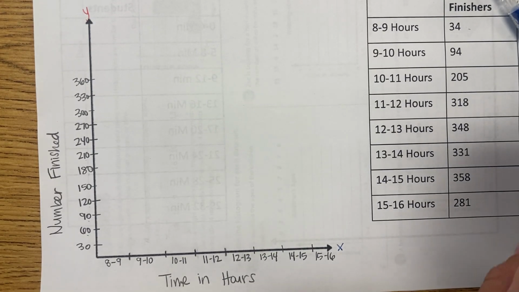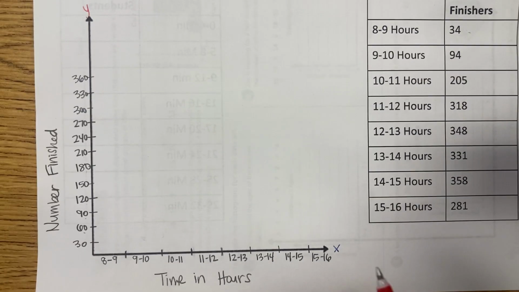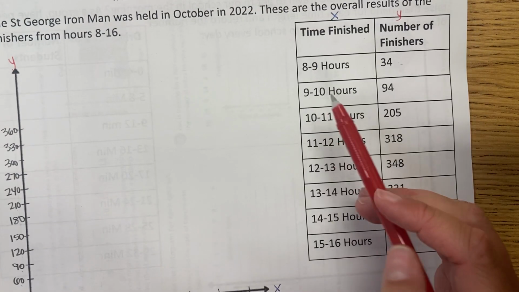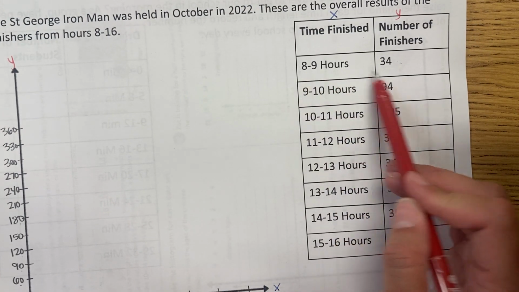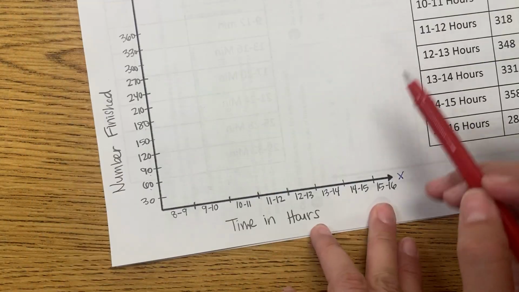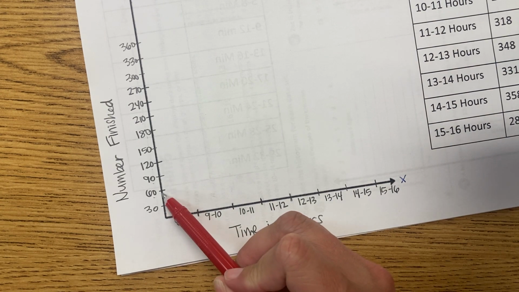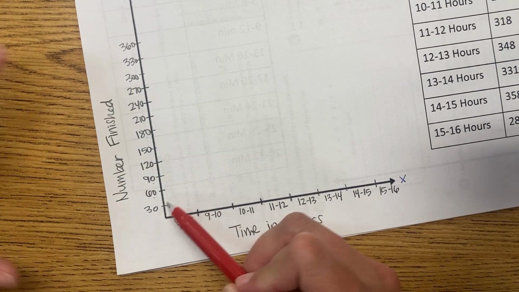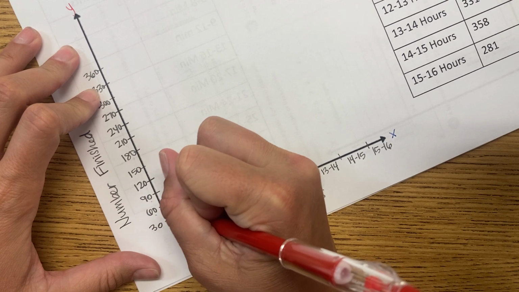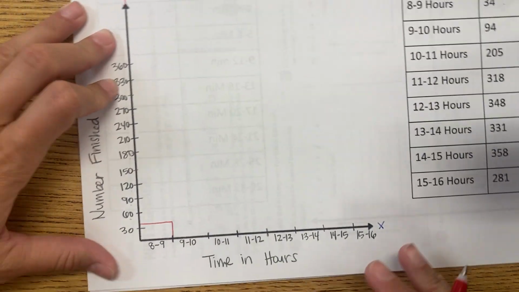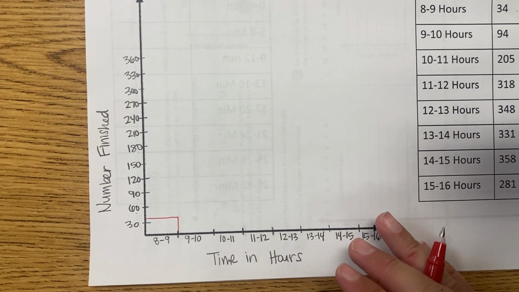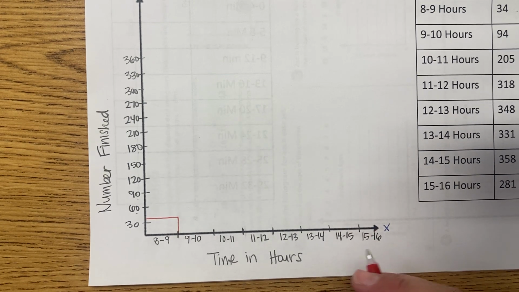So this time I'm going to use red. Here we go. Between the hours of 8 and 9, we had 34 finishers. Well, 34 is more than 30, less than 60, and it's just above 30. So I'm going to draw a line just above 30, like that. Remember, this is just our best estimation since we don't have a grid on here. I'm just doing the best we can.